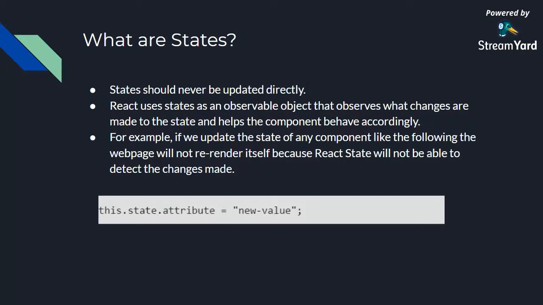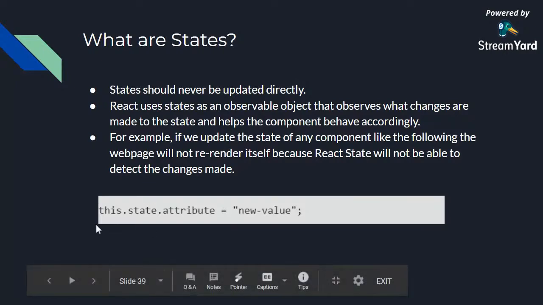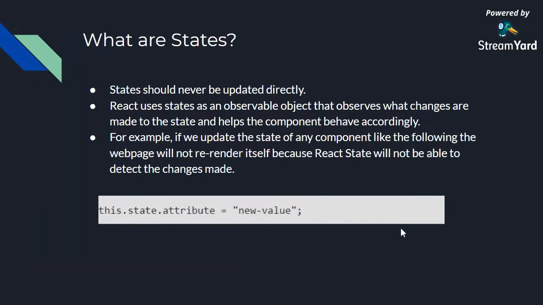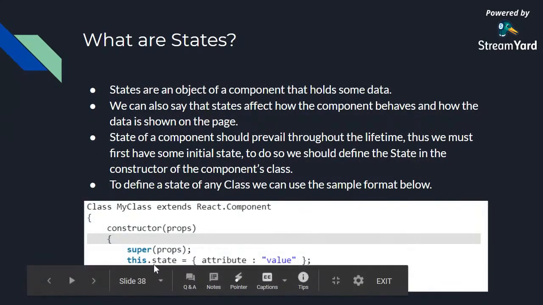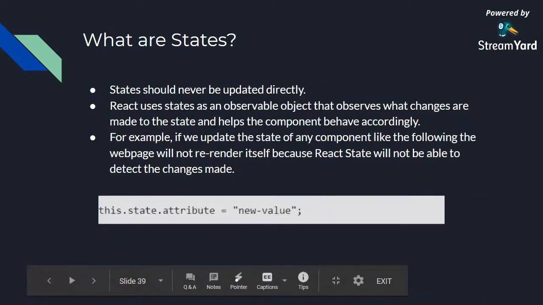So to update a particular state value, we need to do the following. this.state.attribute equals new value. So in the previous example, we initialized this.state as an object, and inside that object we have an attribute value. So to update that attribute value, we need to access it like this.state.attribute, and then we can give the new value, right? So this particular thing is called the direct change.